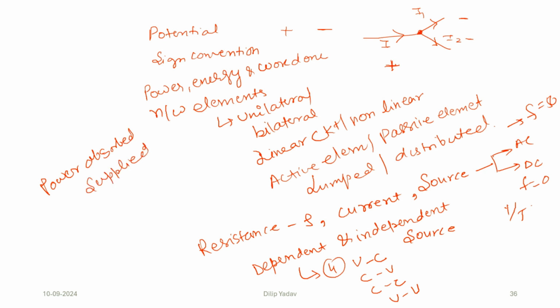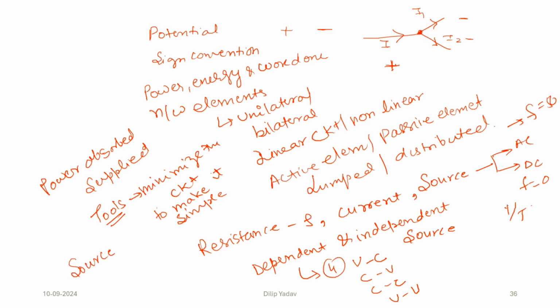Then we have studied some of the tools. I have said that there are some tools which are used to minimize the circuit and to make it simple. The first thing was the source transformation. In this we have said that the voltage source can be converted to the current source, and the current source can be converted to the voltage source. So these are the tools that we have studied earlier.